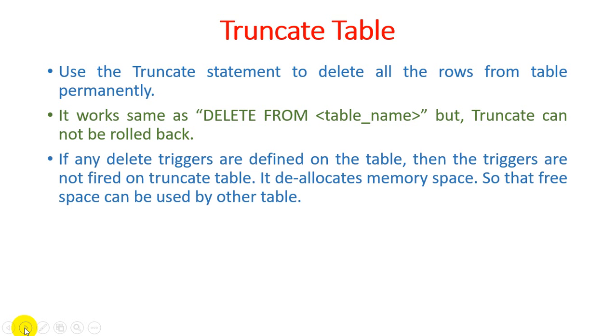If any delete triggers are defined on the table, then the triggers are not fired on a truncate table. It deallocates memory space so that the free space can be used by another table. If you are using a delete command, then it's not deleted permanently from the table, it just deallocates the memory space. That's why if you are using a delete command, then it can be rolled back. But if you are using a truncate table or truncate command, then it must be deleted from your permanent table storage.